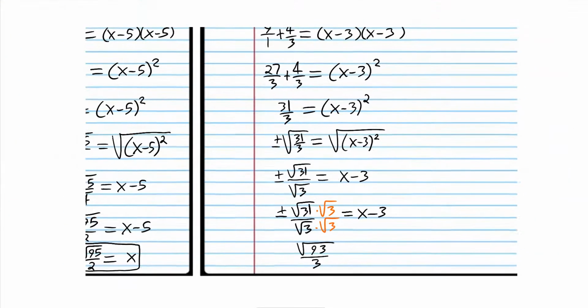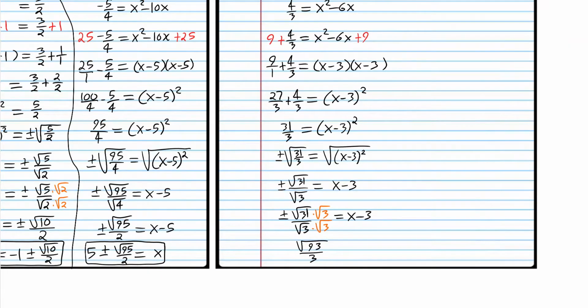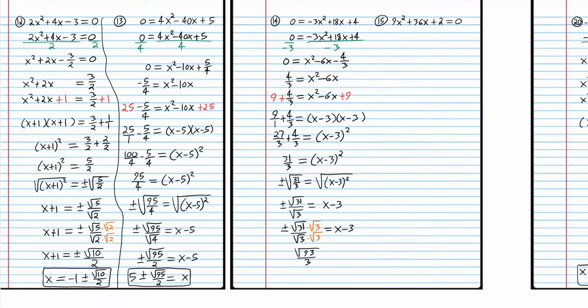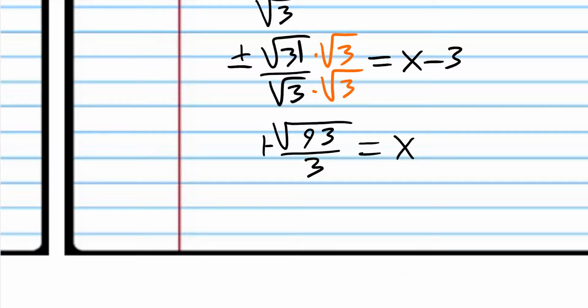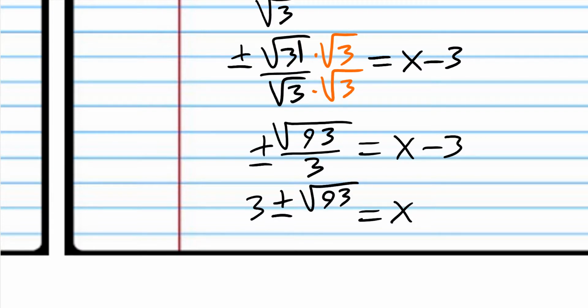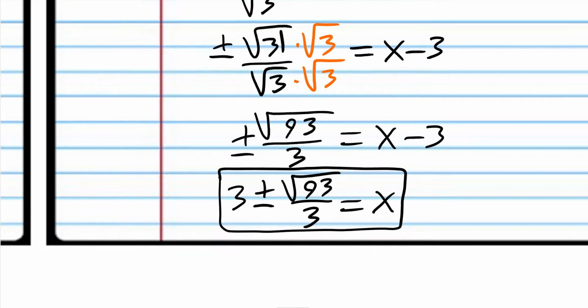And let's see here, let's see if we can make some more room. There we go. Keep your plus or minus symbol. And finally, x is equal to 3 plus or minus root 93 over 3. And there you go.